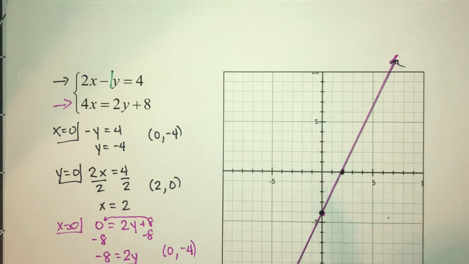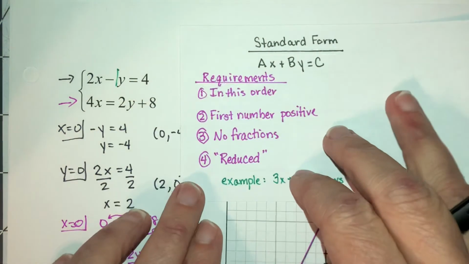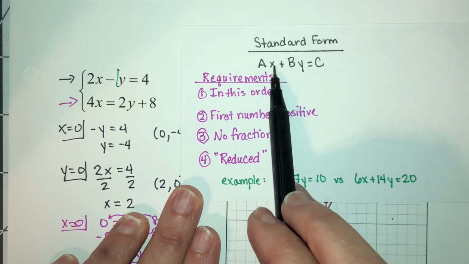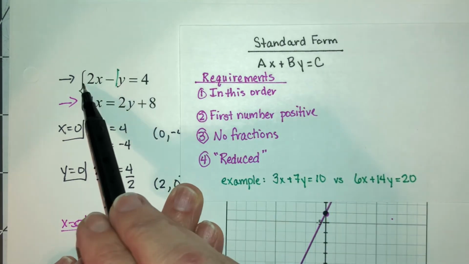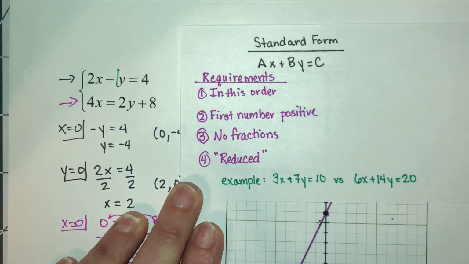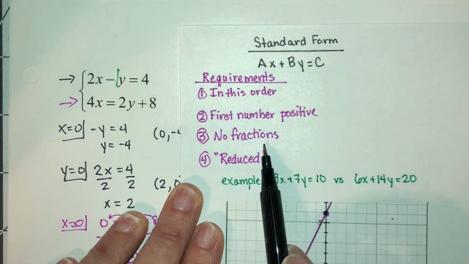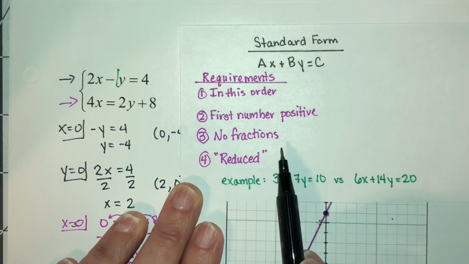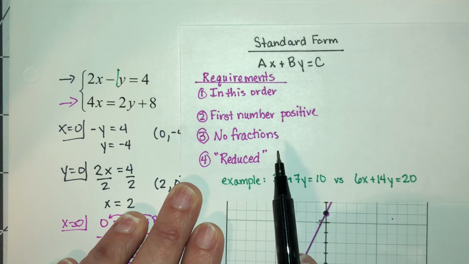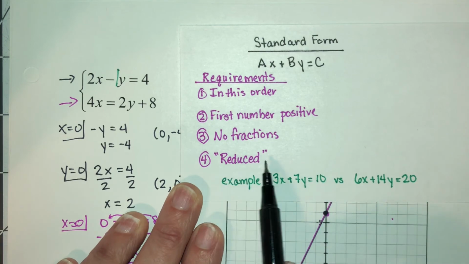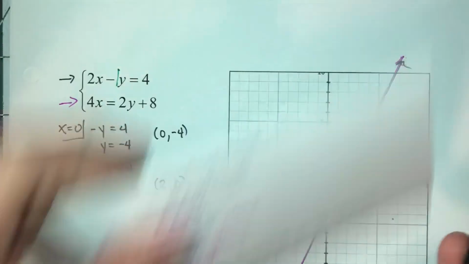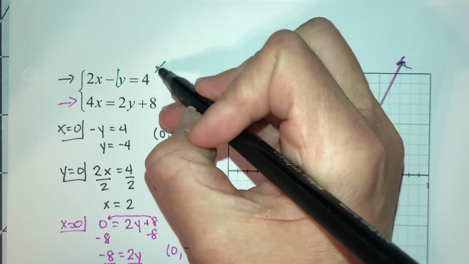Let's keep checking this one, see if there's anything we need to do. Is it in the right order? Yes, x and then y equal to a number. The first number is positive. If the first number is not positive, simply multiply everything by a negative 1. No fractions. So if there were fractions in there, we would need to multiply all of them by the common denominator, or what I say, kill all the fractions. And we've already checked to see if it's reduced. So our first equation was already in standard form.